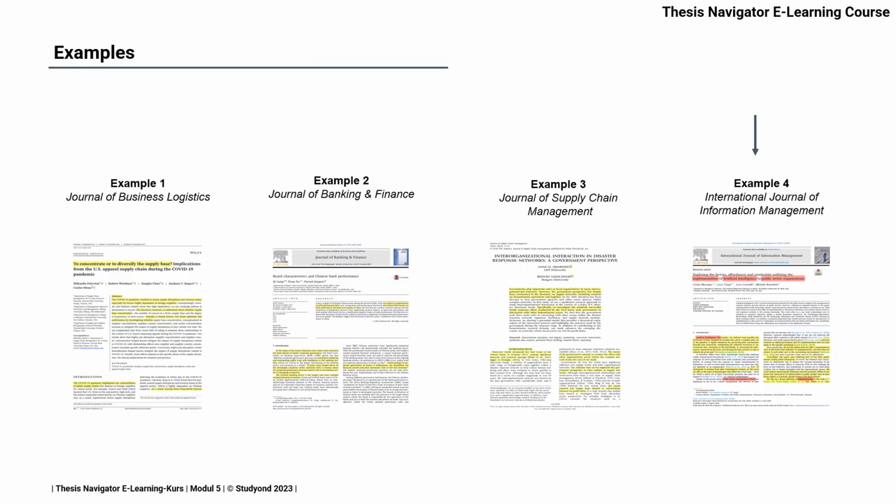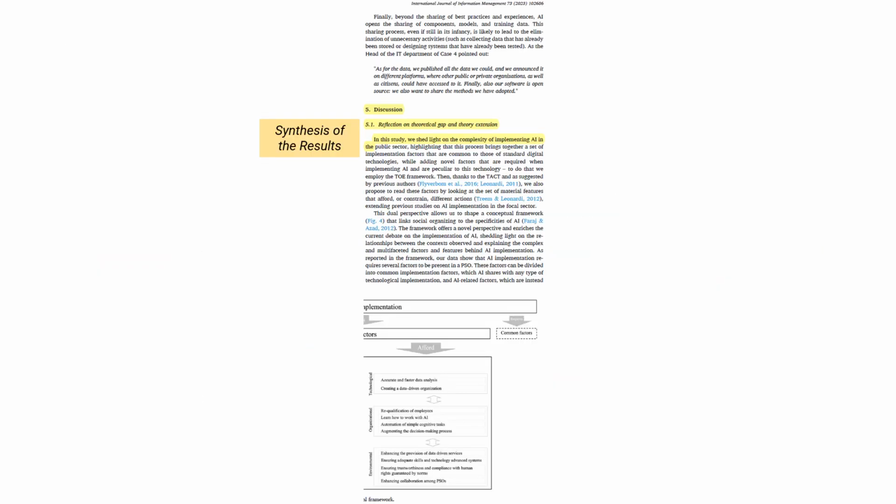The second example we will briefly look at is a study that investigated which elements are important in the use of artificial intelligence in the public sector and how these influence the processes there. Under the chapter 5.1, Reflection on Theoretical Gap and Theory Extensions, the authors provide a comprehensive overview of their results while also critically assessing these findings.